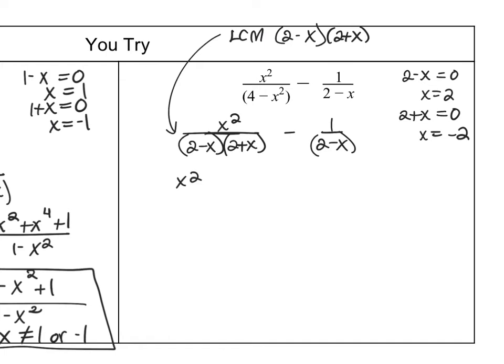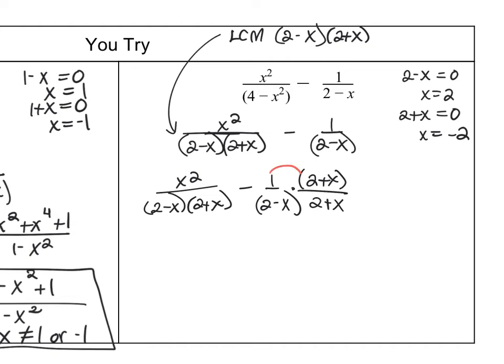I don't need to change anything about my term on the left. It's good to go. And for my term on the right, I need to multiply both the numerator and the denominator by 2 plus x. So I'm going to simplify by distributing this 1 across.